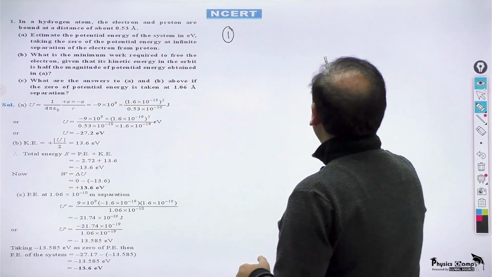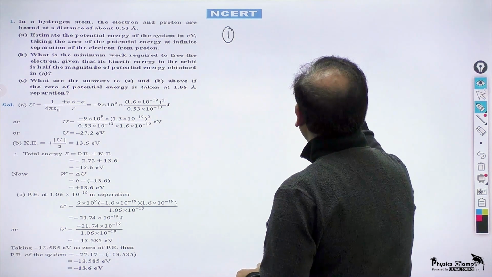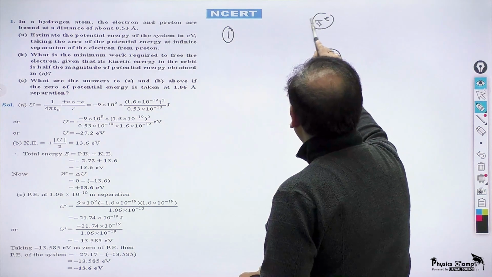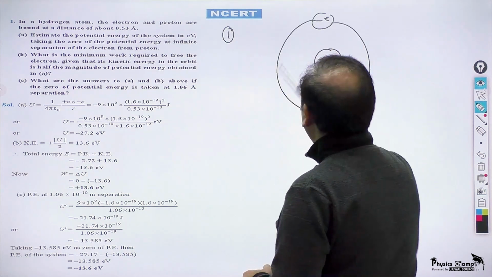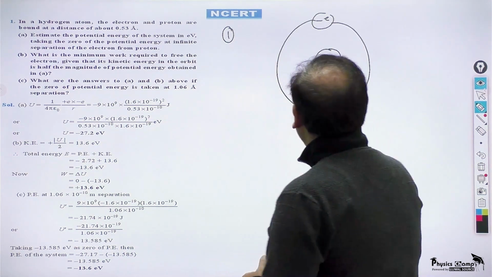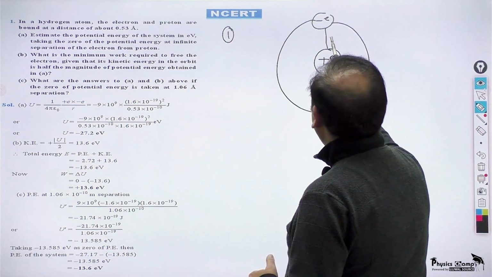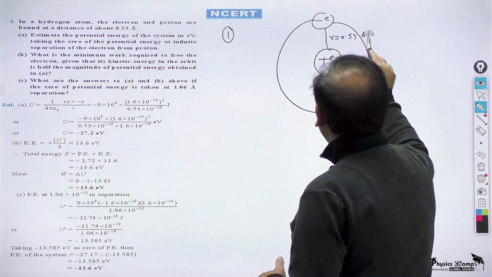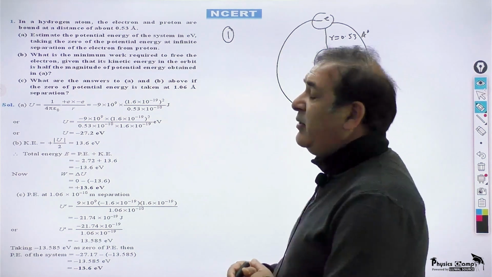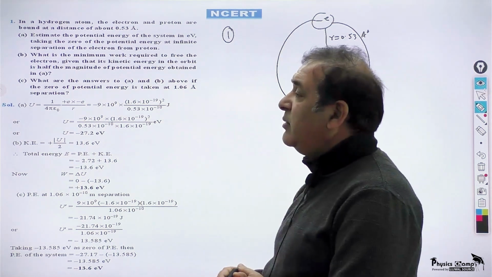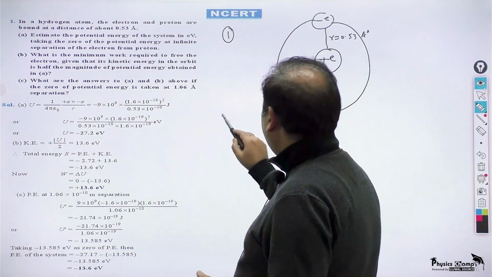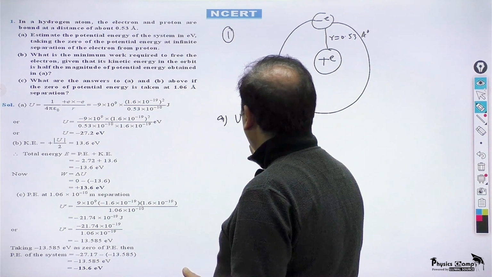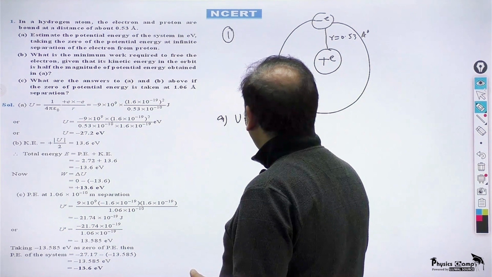So, in the hydrogen atom, at the center you have a proton, and the electron is revolving around the proton, and there is a separation of 0.53 angstrom between them. Estimate the potential energy of the system in electron volt. So, I first want the potential energy of the system, and that too in electron volt.